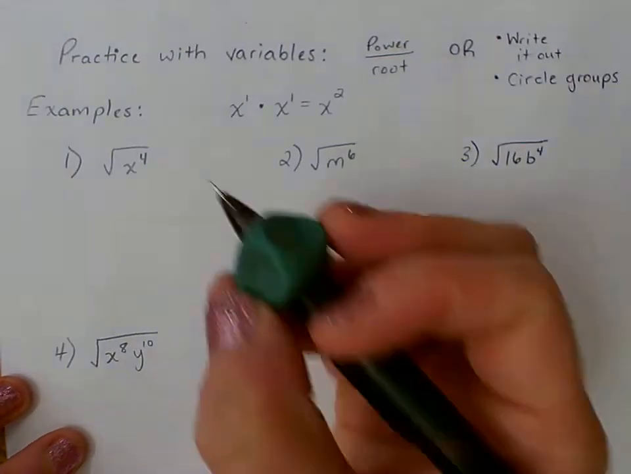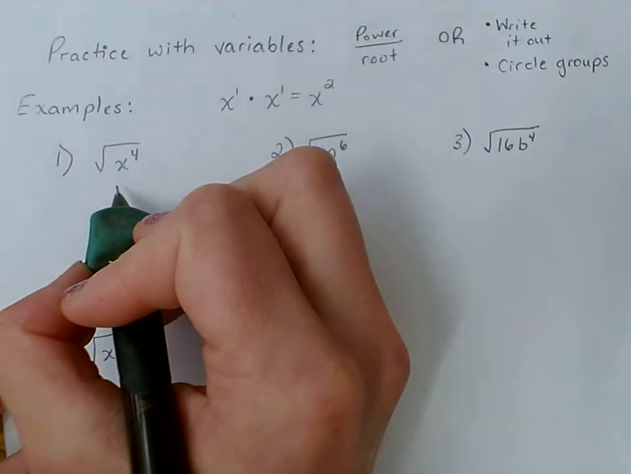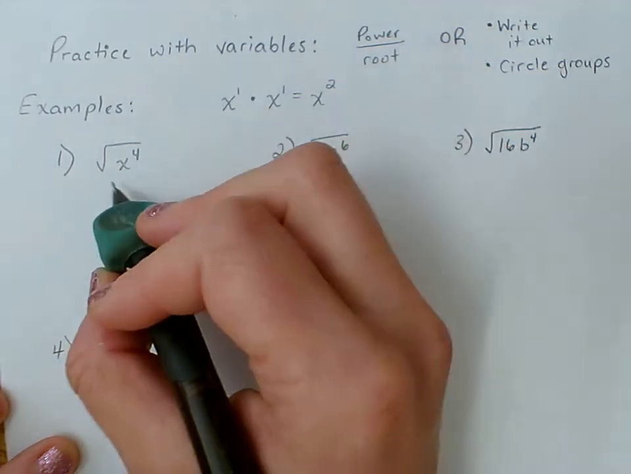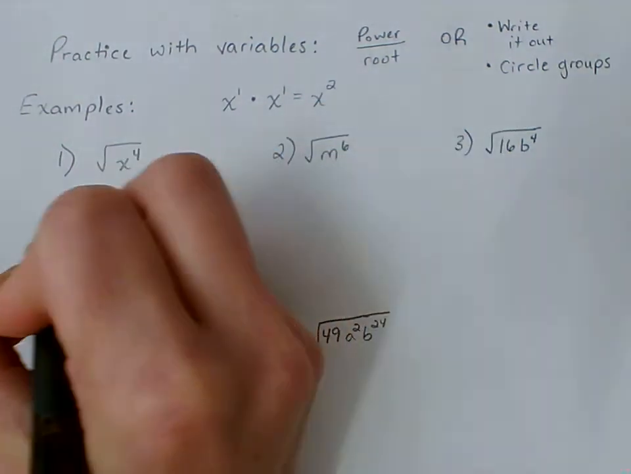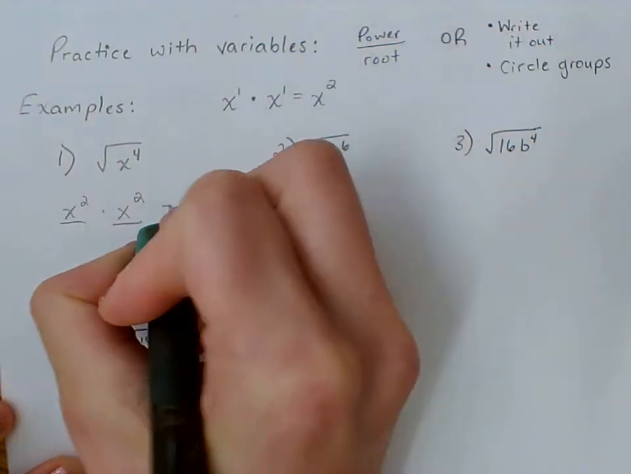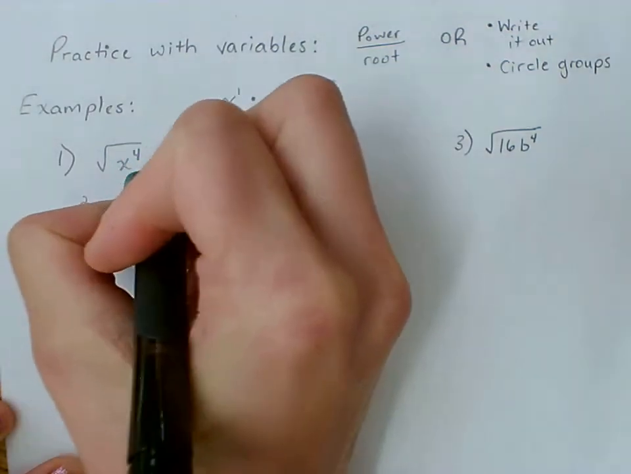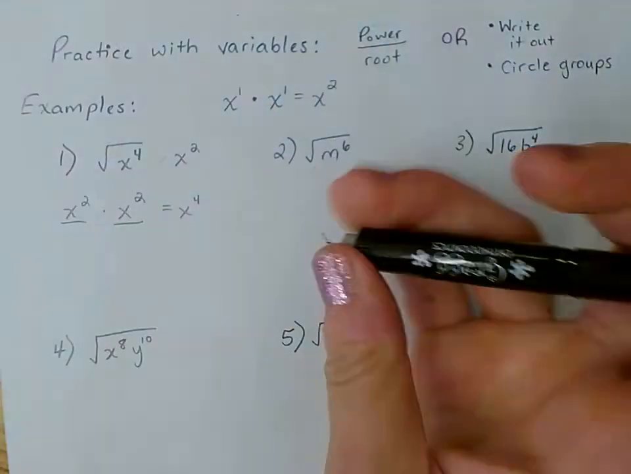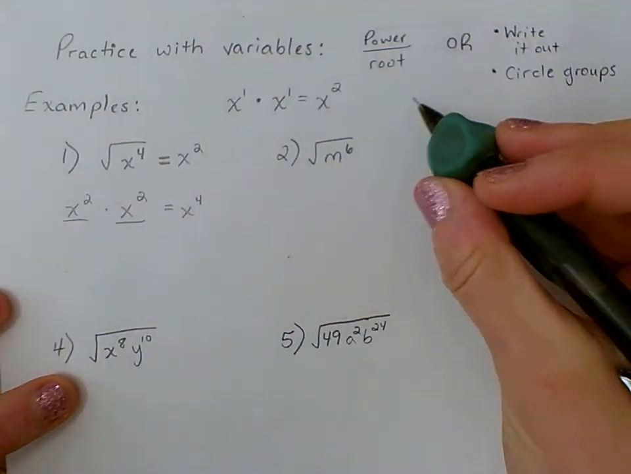If you were trying to just reason through it, for this one, if we're taking the square root of x to the fourth, you're asking what variable times itself, it has to be the same thing, would end up giving you x to the fourth. You might realize that if I take x squared times itself, because you add the exponents, you'll end up getting x to the fourth. So the answer here would actually be x squared, okay? If you can think through it like that, there's nothing wrong with that. But if that's not working for you, there are two other ways to do it, okay?